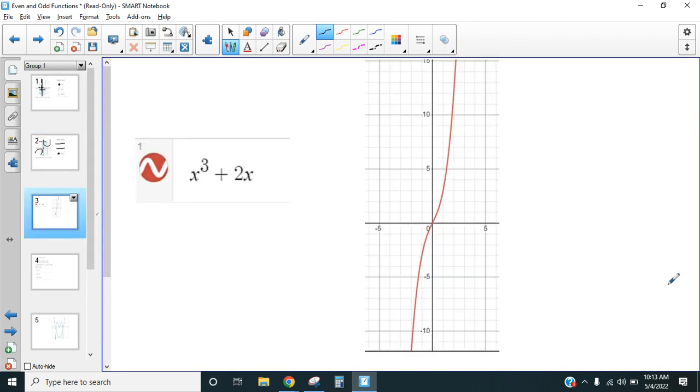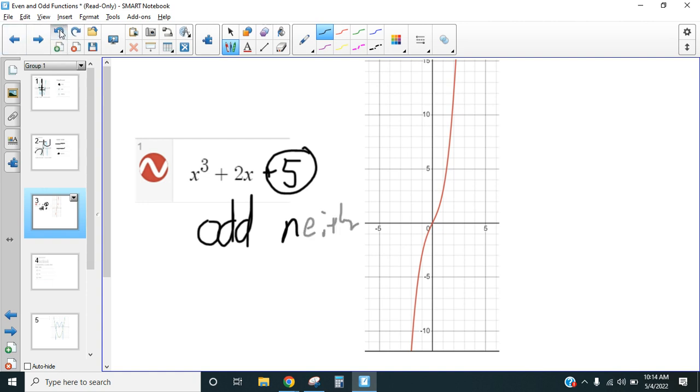All right, how about this one? Even, odd, or neither? This one is odd. What have we noticed about all odd equations? Odd exponents. Do they have any even exponents? No. And they also can't have a number on the end. If I do that, now it becomes neither.